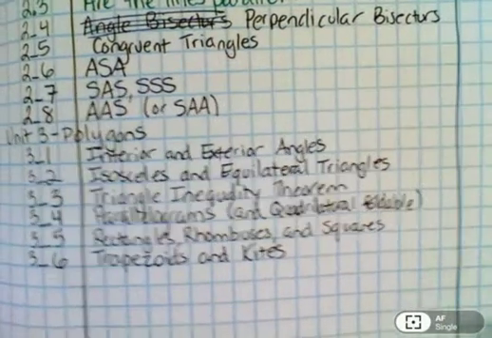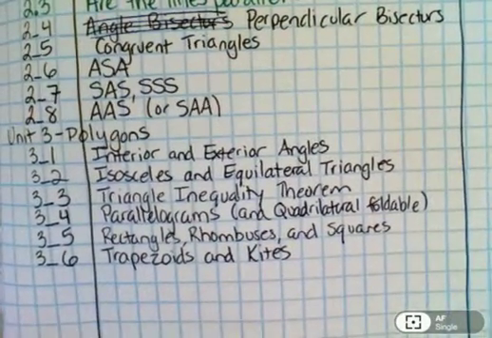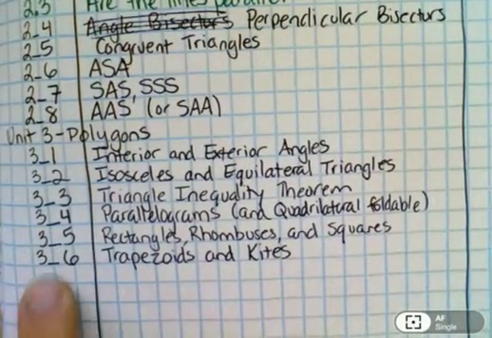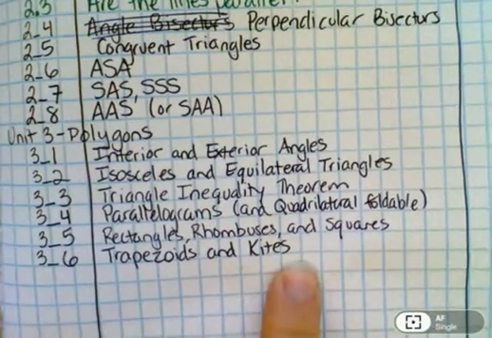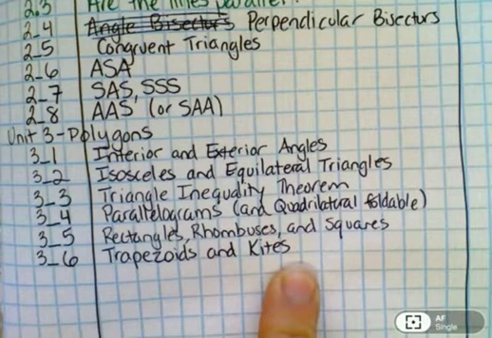Today we are talking about trapezoids and kites. So go ahead and take a moment and get all of that written down. Unit 3, Lesson 6, trapezoids and kites. That's what we're working on today.